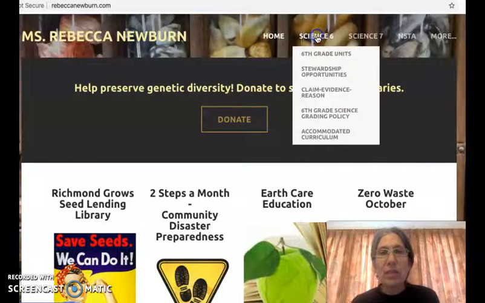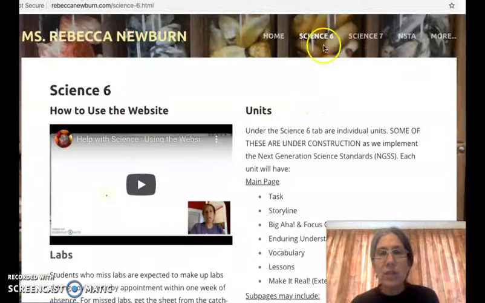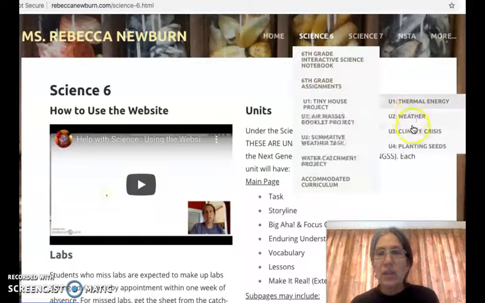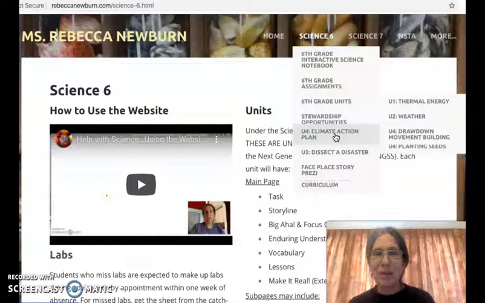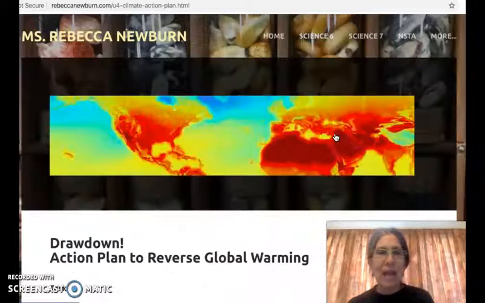Basically, go up to 6th grade units, 6th grade units, unit 3 climate crisis. I know the numbers don't match, but it's linked somewhere in a publication, so I can't change the name of it, otherwise the link goes off. So unit 4 climate action plan.